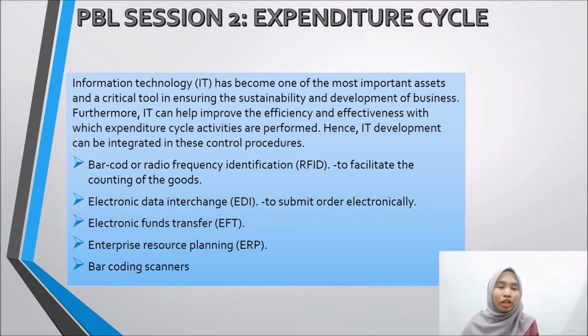Firstly, suppliers use barcode or radio frequency identification (RFID) to tag their products to facilitate the counting of the goods. For example, receiving door workers inspect the goods and use an online terminal to enter information about the quantity and condition of items received. Replacing barcode with RFID tag eliminates the problem.